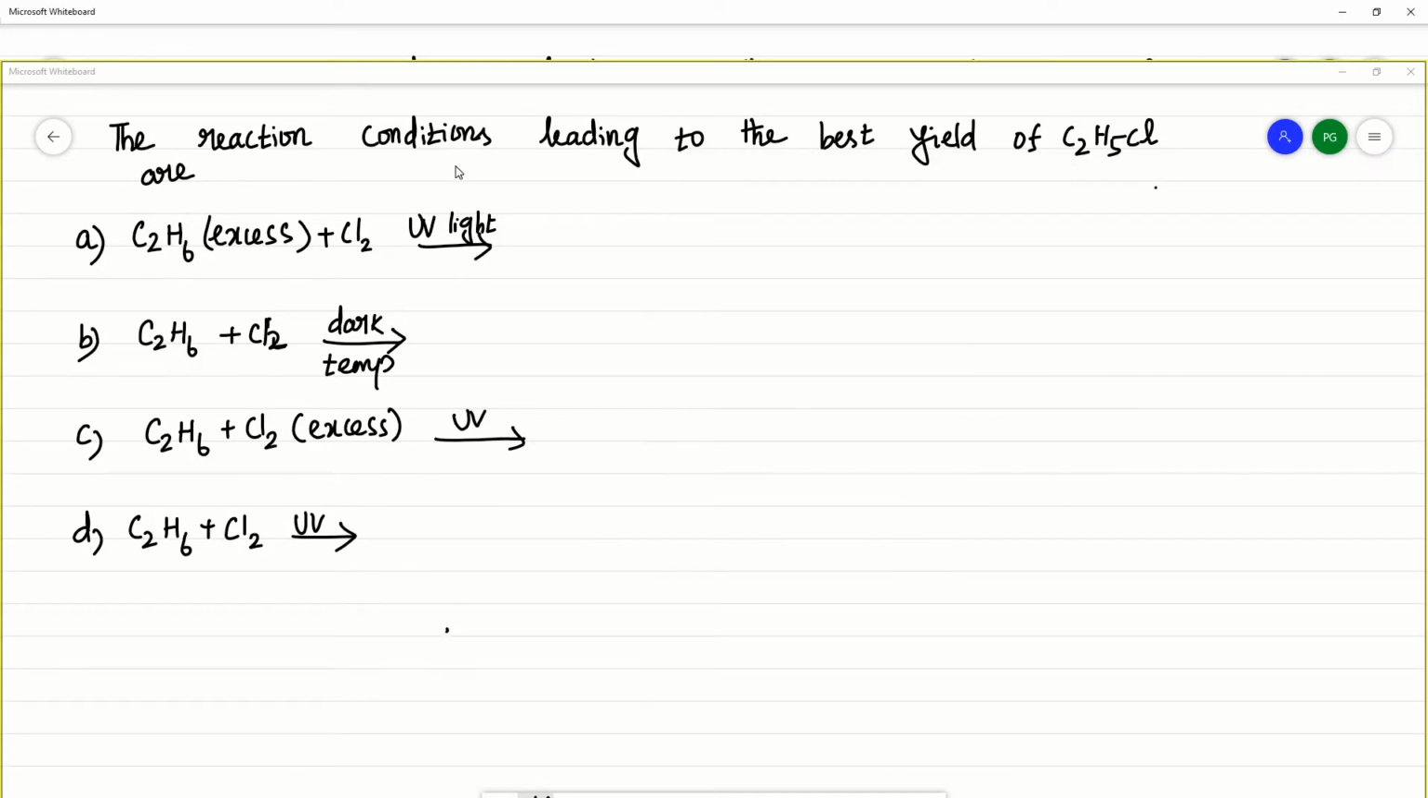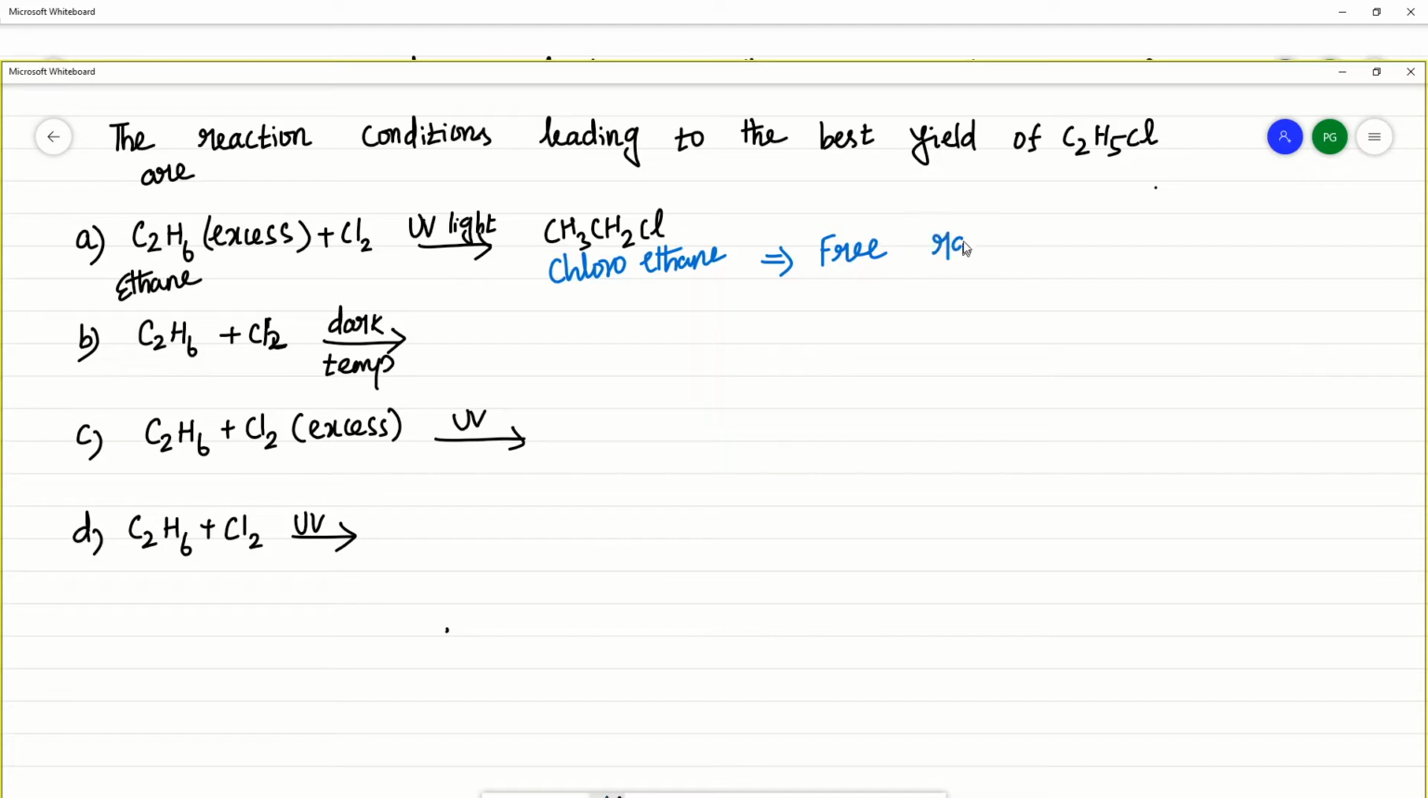The reaction conditions leading to the best yield of C2H5Cl are... First, what is this? C2H5Cl. C2H6 is ethane. Ethane gives CH3CH2Cl. This is chloroethane. So ethane to chloroethane proceeds via free radical mechanism.